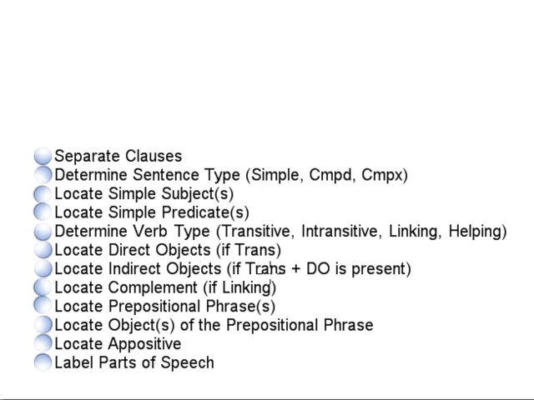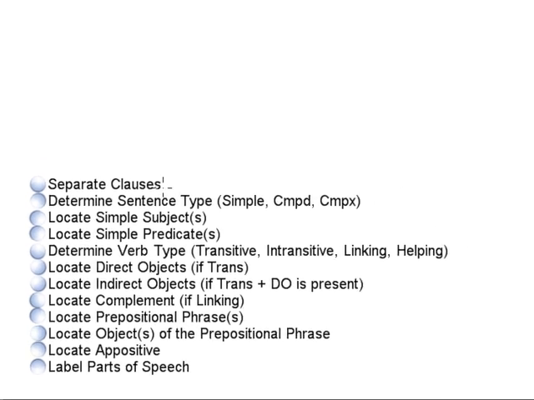locate the direct objects if the verb is transitive, locate the indirect objects if the verb is transitive and has a direct object, locate the complement if the verb is linking, locate the prepositional phrases, and locate the objects of the prepositional phrase, or phrases depending on if there's more than one, and locate any appositives in the sentence, and then be able to label all the parts of speech. And you need to be able to do this relatively quickly to get through all of the prompts. So let's start. A clause.